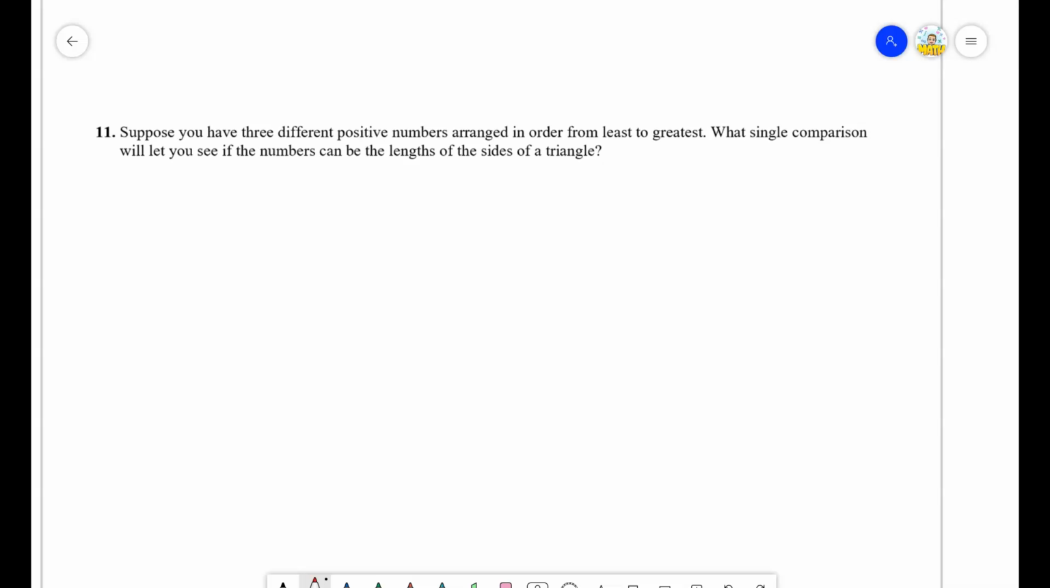Okay, suppose you have 3 different positive numbers arranged in order from least to greatest. So let's just make some numbers up. Let's do that a few times. 2, 5, and let's say we have 8. Right? Let's say we have 3, 4, and 9. Right? What single comparison will let you see if the numbers can be the lengths of the sides of the triangle? And we started the whole lesson with this.